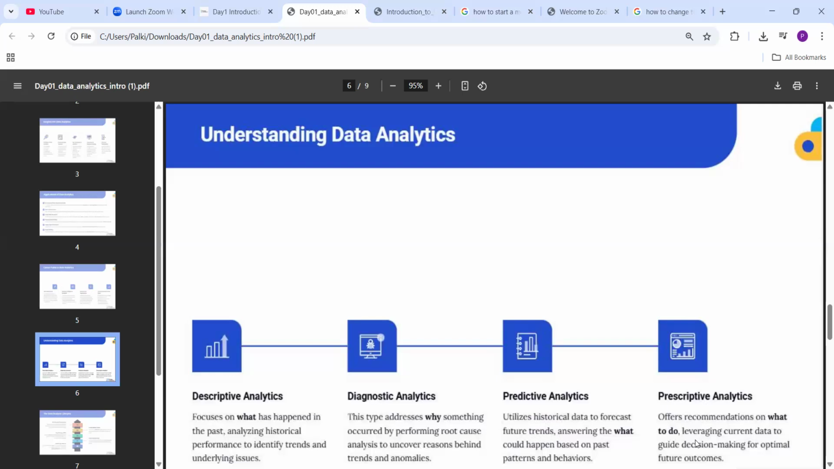What does it mean? It offers recommendations on what to do, leveraging current data to guide decision making for optimal future outcomes. Like if we are getting into a problem, we know how to get out of it. So that could be prescriptive analytics. Clear?